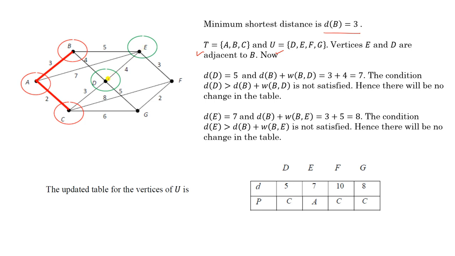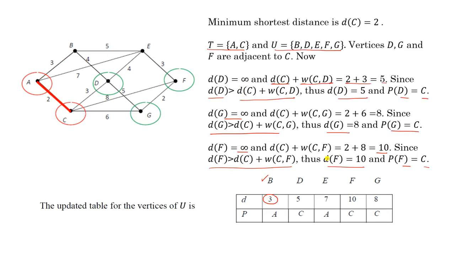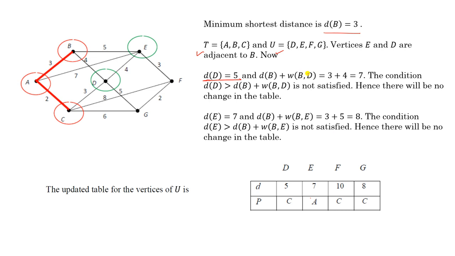So these are E and D. So again, this is the existing distance of D. dD equals 5, you will see here. dD equals 5, this is the existing distance. Now you will calculate the distance of D through B. dB, you know this is 3, and WBD, this is 4. So 3 plus 4 equals 7. Now this condition, look at it, this is 5, this is 7. This condition is not satisfied. It means no need to update.